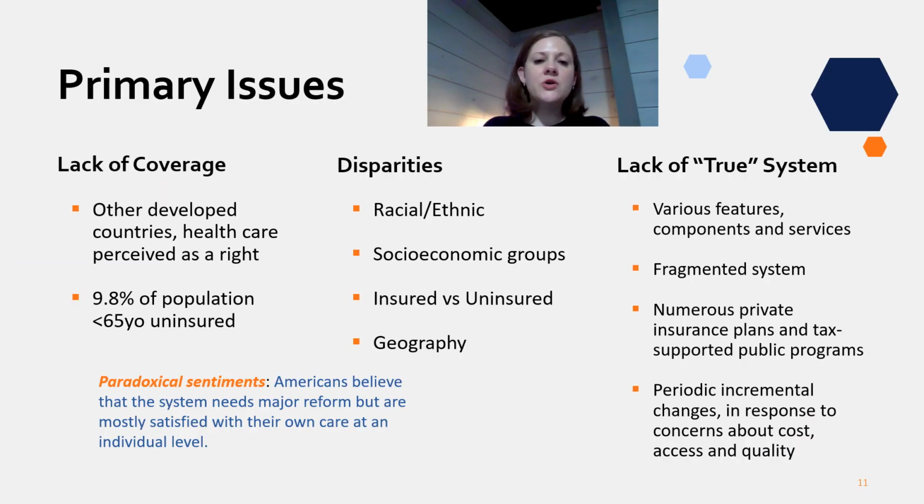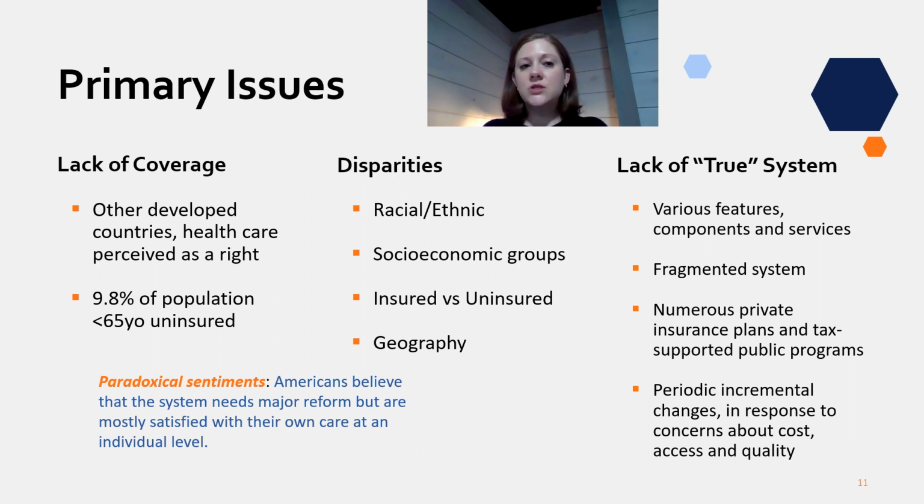To summarize, primary issues in this system are lack of coverage. When you look at other developed countries, we see healthcare perceived as a right and not a privilege, with 9.8% of our population under the age of 65 being uninsured. Disparities among racial, ethnic, socioeconomic groups, insured versus uninsured, and geographical, as evidenced by closure of rural hospitals.